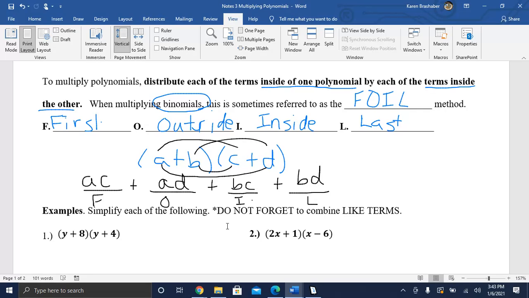But the big thing to notice is that you take every term of one polynomial by every term of the other polynomial. And when you're finished, if you have like terms, then you add those like terms. So when I'm multiplying binomials, I like to notice that I start off with 1, 2, 3, 4 blanks. And so that's what we're going to work on in our following 3 examples.